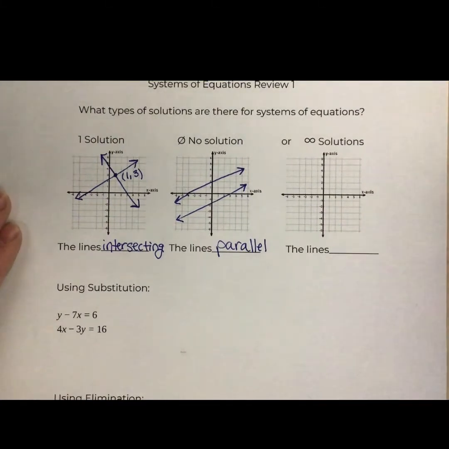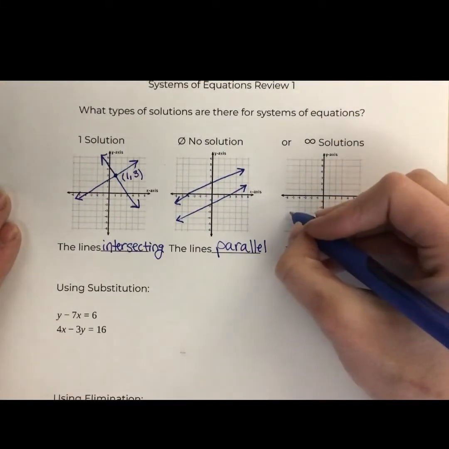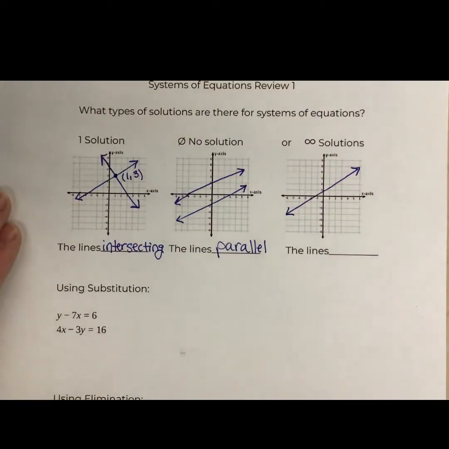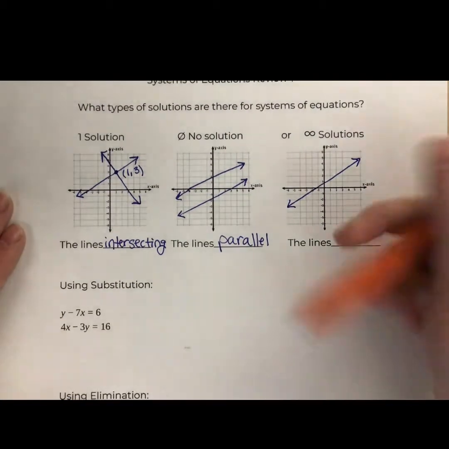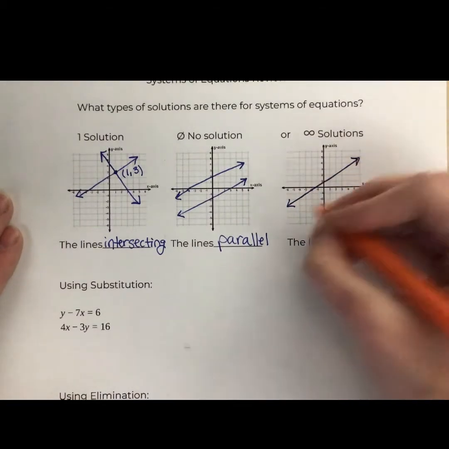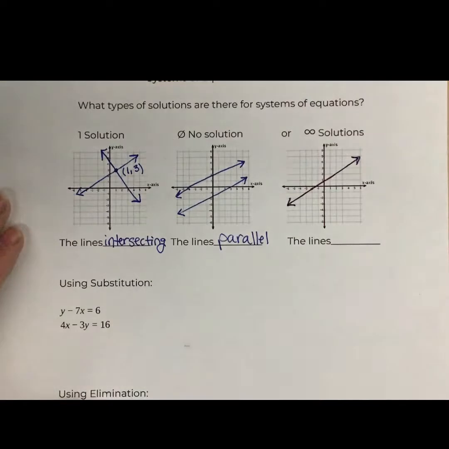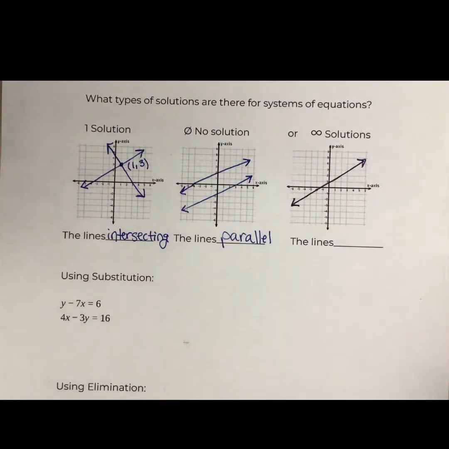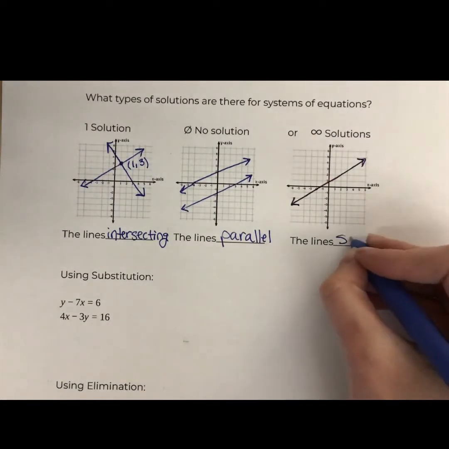And for the last one, when we have infinitely many solutions, that means that I have two lines that are actually the exact same line. So I would have my blue line and then my orange line. They're maybe just represented by having the same coefficients, just multiplied by 2. So we would say that the lines are the same.